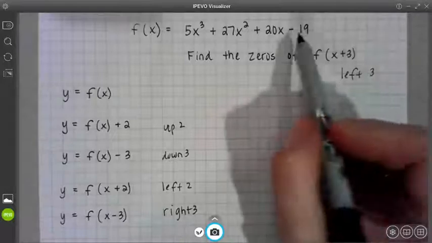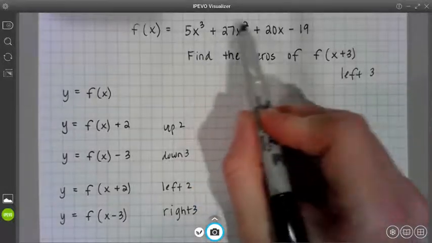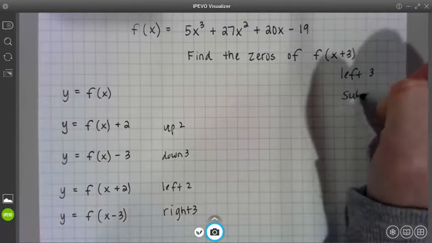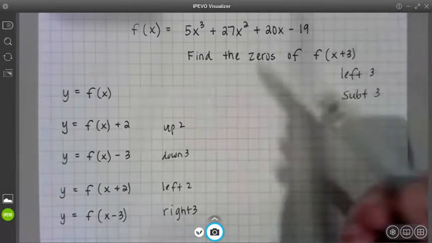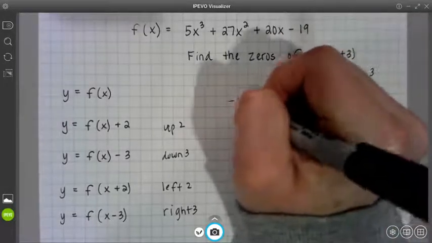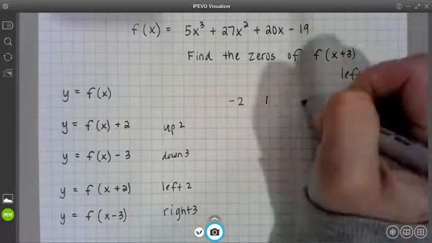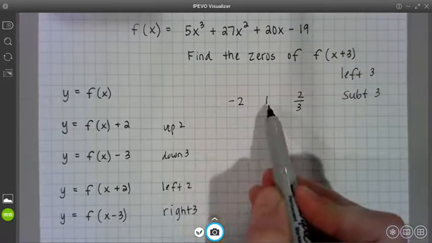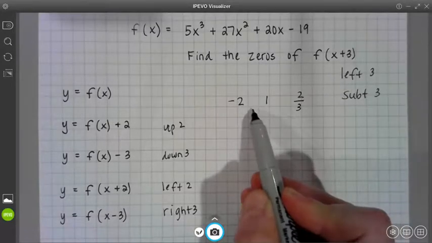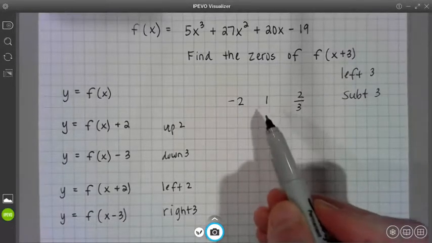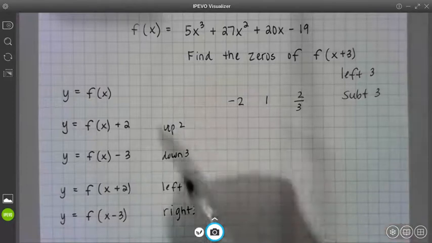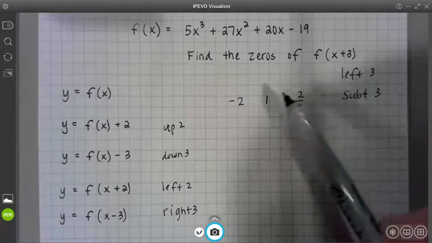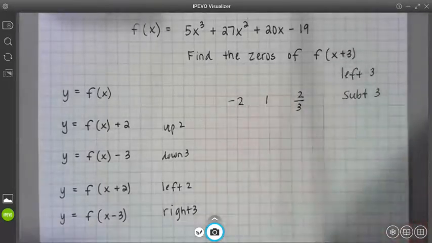So you would just take all of the original x-intercepts that you found, and you would move them left 3. Subtract 3 from the zeros that you found. So let's just say you found out it had zeros at -2, let's say 1, and let's say 2/3. All right, just subtract 3, get -5, subtract 3, and get -2, and then take 2/3 and subtract 3 and get your last zero. All right, so it looks kind of difficult, but it's just a transformation question. Just find your original zeros and then make this transformation to them.